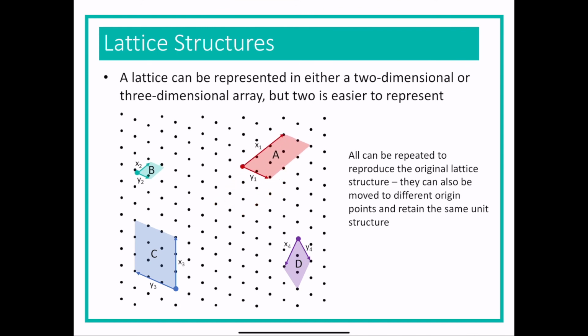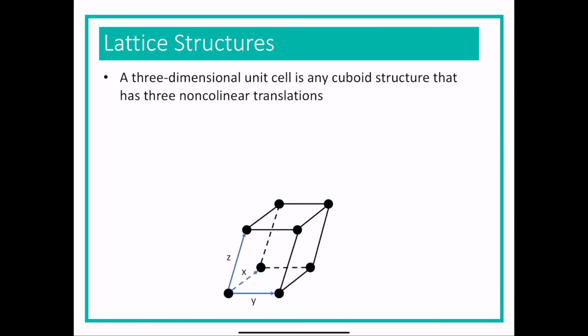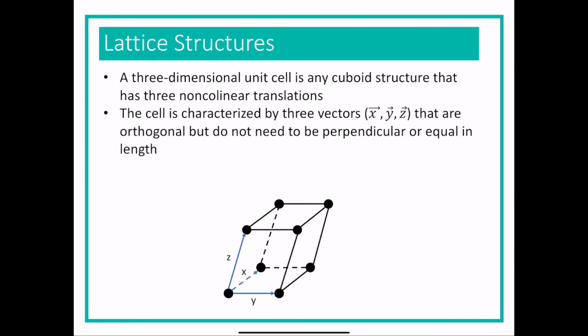So any one of these can move around and be recreated, and that's what we use unit cells for. If we look in 3 dimensions, we can get a 3-dimensional unit cell, and any 3-dimensional cell that is some kind of cuboid would be a unit cell.